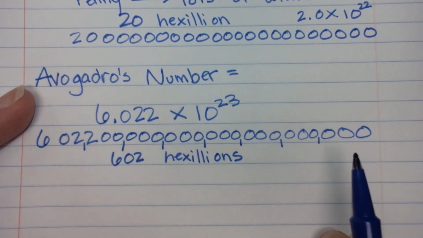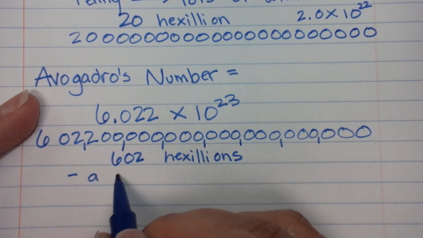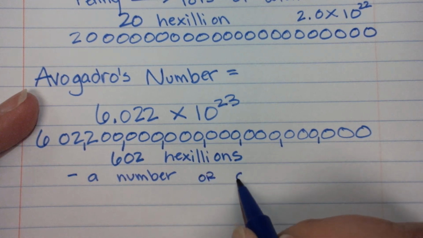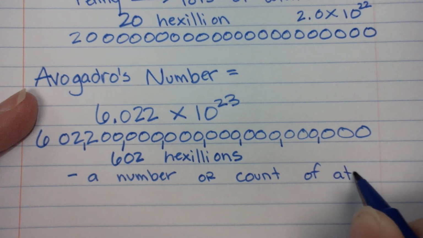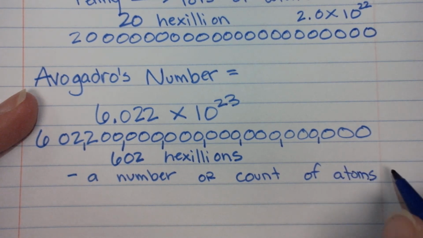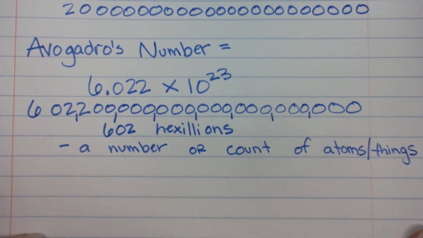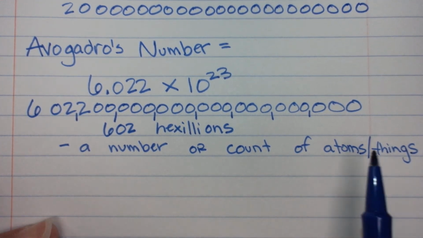This is a count of atoms. This is a number or count of atoms or things. We'll redo a reading here in a little bit and we will learn about it. And we could use Avogadro's number to count lots of things, but most of the time we use it to count atoms and molecules.